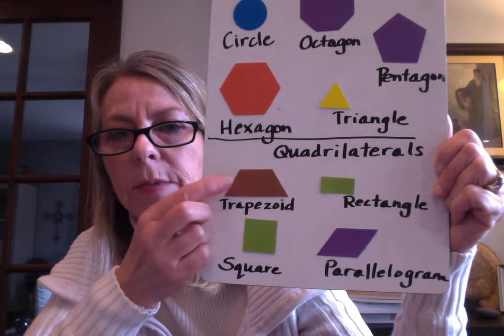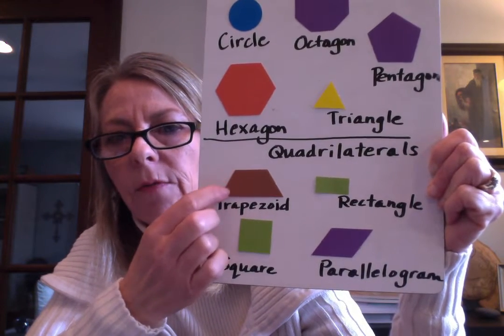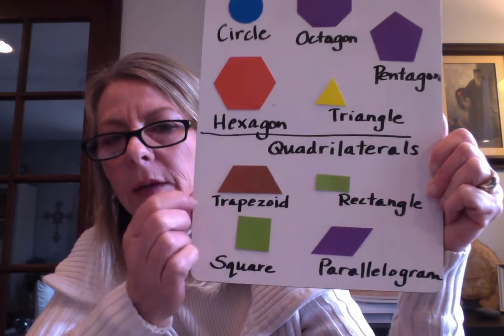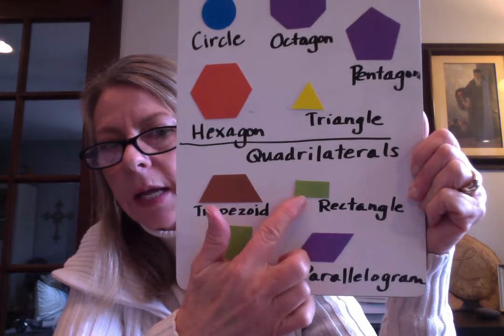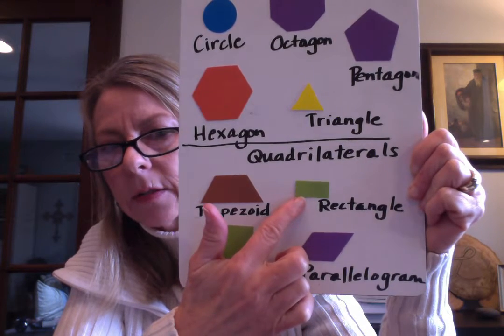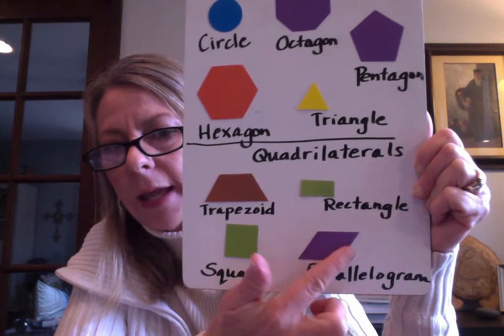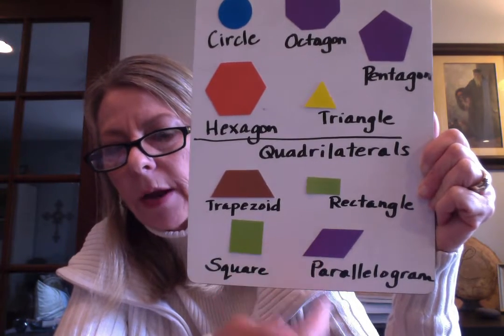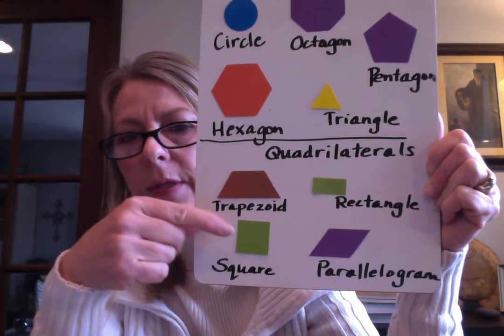So here, this one's called a trapezoid. It has four sides and it has four angles. Now they're not all right angles, but they are four angles. Okay, here's a rectangle. It has four sides, four right angles. Okay, this is a parallelogram. It has four sides and four angles. They're not right angles, but there are four angles. This is called a parallelogram. And then we've got the square.